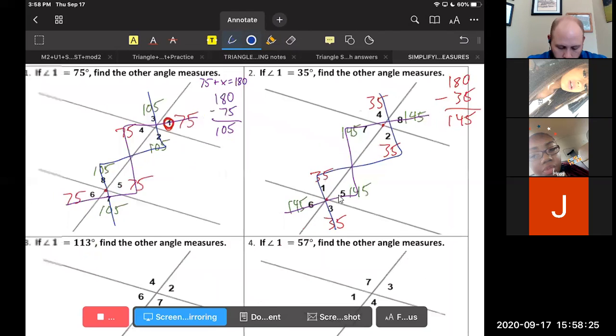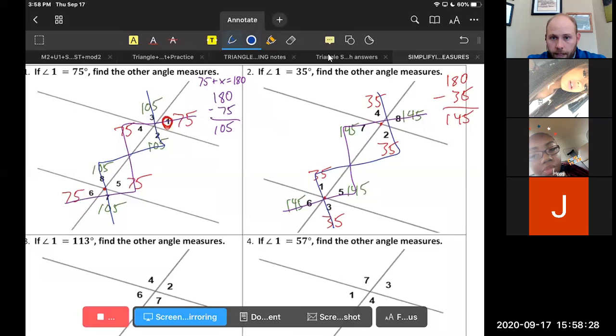So 3 and 4 are there for you. Let's go back to the main room so we can discuss one thing. Go back to the main room.